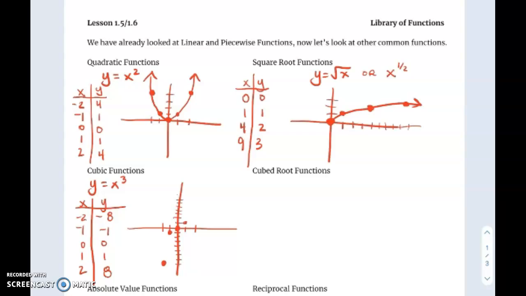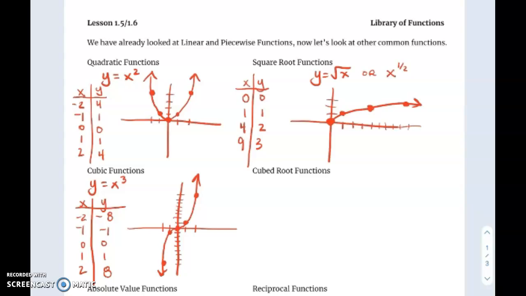And connect those points with the curve. So this is a curve that goes up on one side but down on the other. So it's kind of like the one side of the parabola was flipped down.